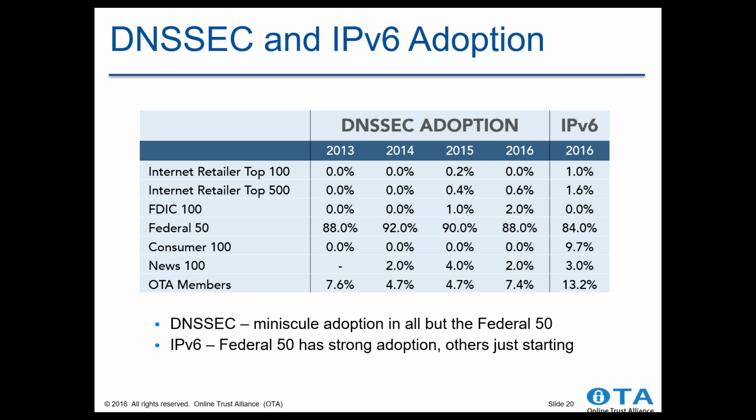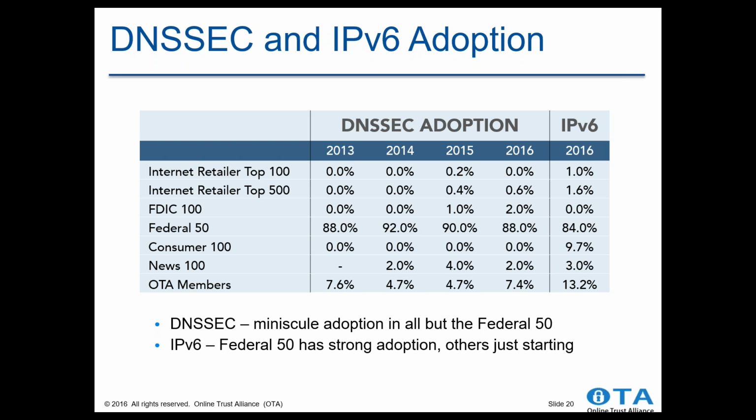The other thing we wanted to show you a quick snapshot of, and this is kind of an all or nothing almost in adoption, is DNSSEC, which is higher security on your DNS, and IPv6, which was new this year for us to look at. So over the past 4 years, you can see DNSSEC adoption is minuscule in most sectors except for the federal government, where there was a mandate to do it, and it's been up in the 90% range pretty steadily over the years.